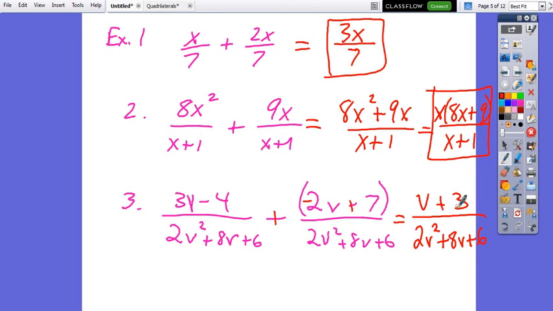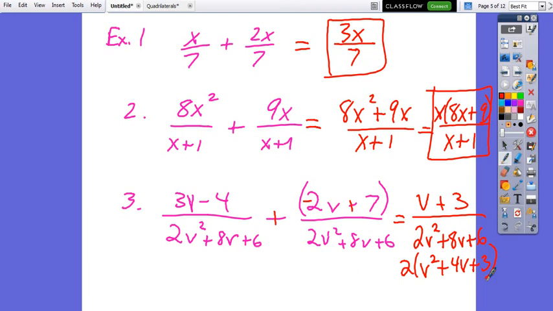First of all, there is a GCF. So let's factor that out. 2, and that leaves v squared plus 4v plus 3. Now, can we factor this trinomial? Yes. What does it factor into? 3 plus 1.